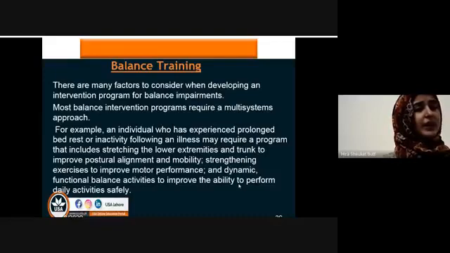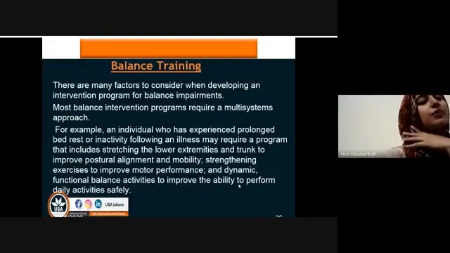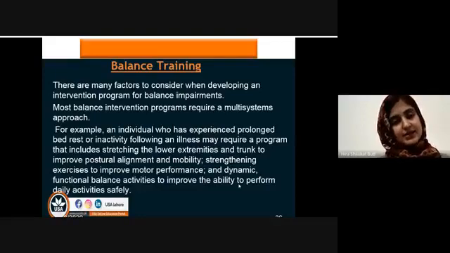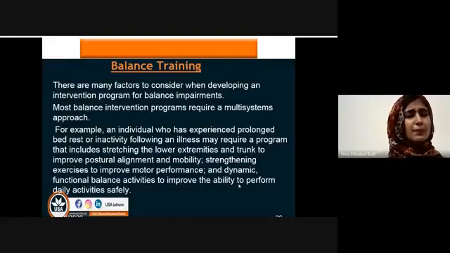For example, an individual who has experienced prolonged bed rest or inactivity following an illness may require a program that includes stretching the lower extremities and trunk to improve postural alignment and mobility, strengthening exercises to improve motor performance, and dynamic functional balance activities to improve the ability to perform daily activities. Along with some other specific regimes that can involve stretching or strengthening mainly, after the addition of those specific regimes or the local muscle exercises, you can add the balance exercises.